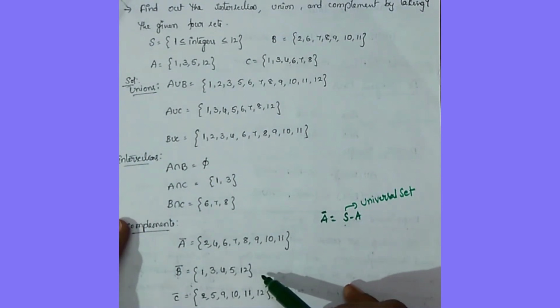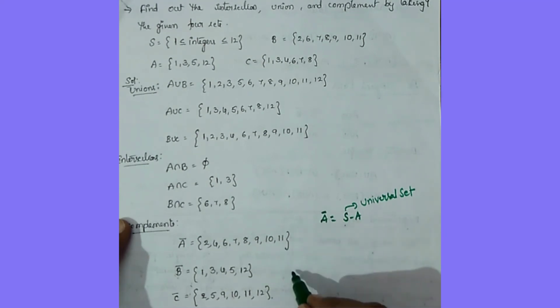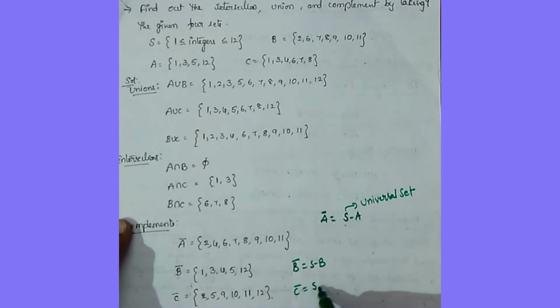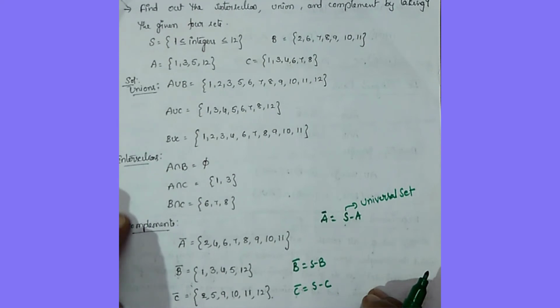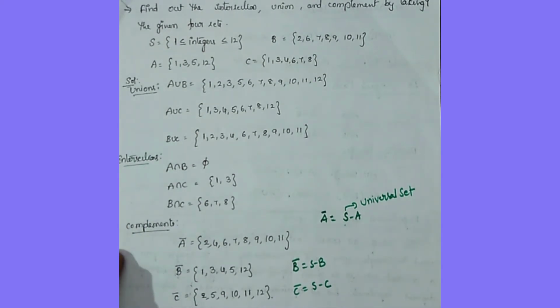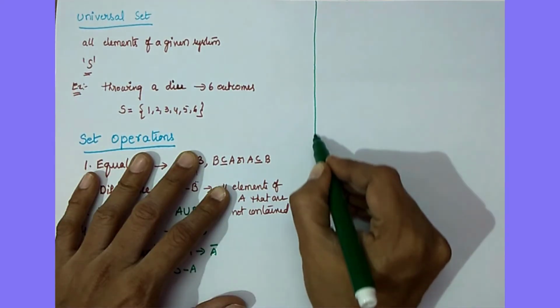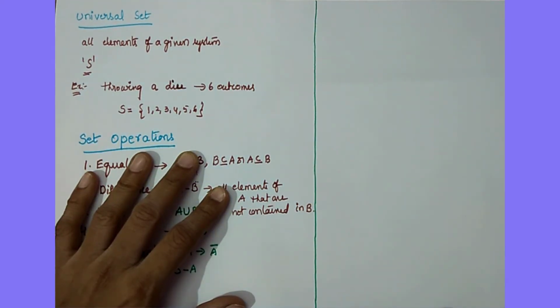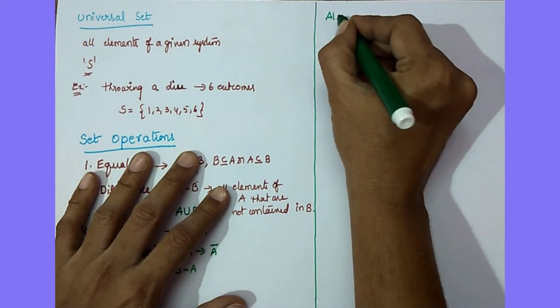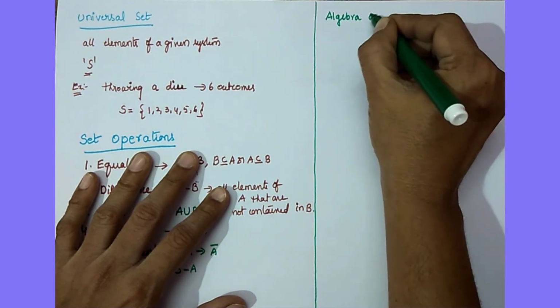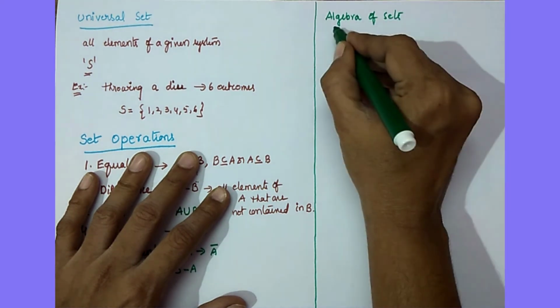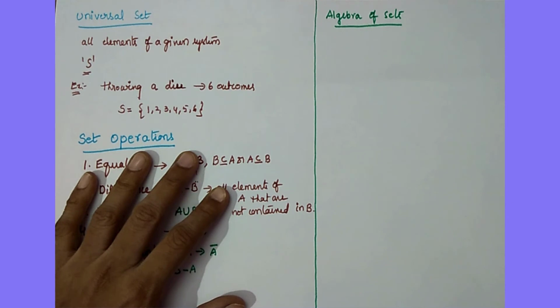Same way you can find B bar by going for B bar equal to S minus B. Same way C bar, which is S minus C. Okay. So this is the way of finding union, intersection and complement. After the set operations, now I'll explain algebra of sets.